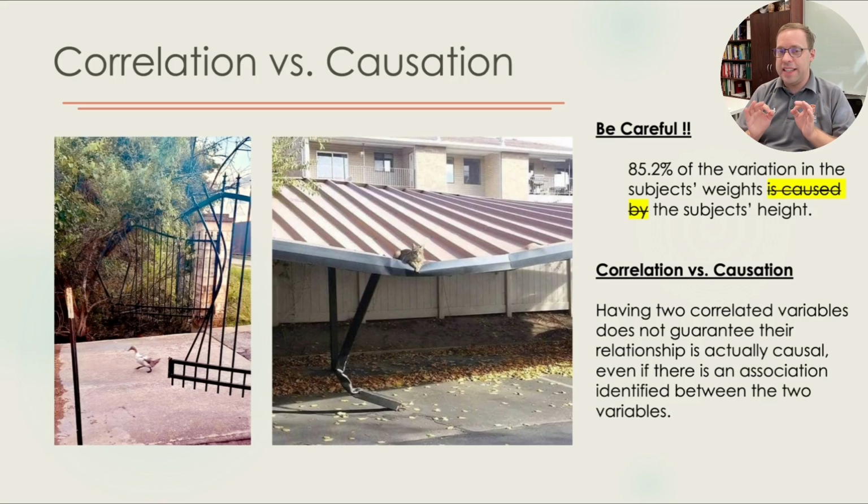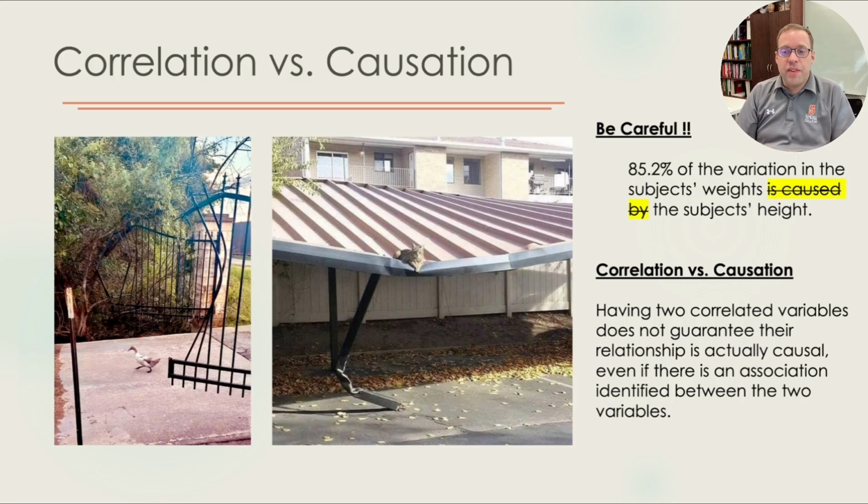Now be very, very careful. It is very easy to think in this way: 85.2% of the variation in the subject's weights is caused by the subject's height. It's very easy to say that we found a relationship, therefore the explanatory variable is what causes the response variable. The height causes the weight. That's not true. All we've shown is that they are related. There could be a causal relationship, but we don't know.